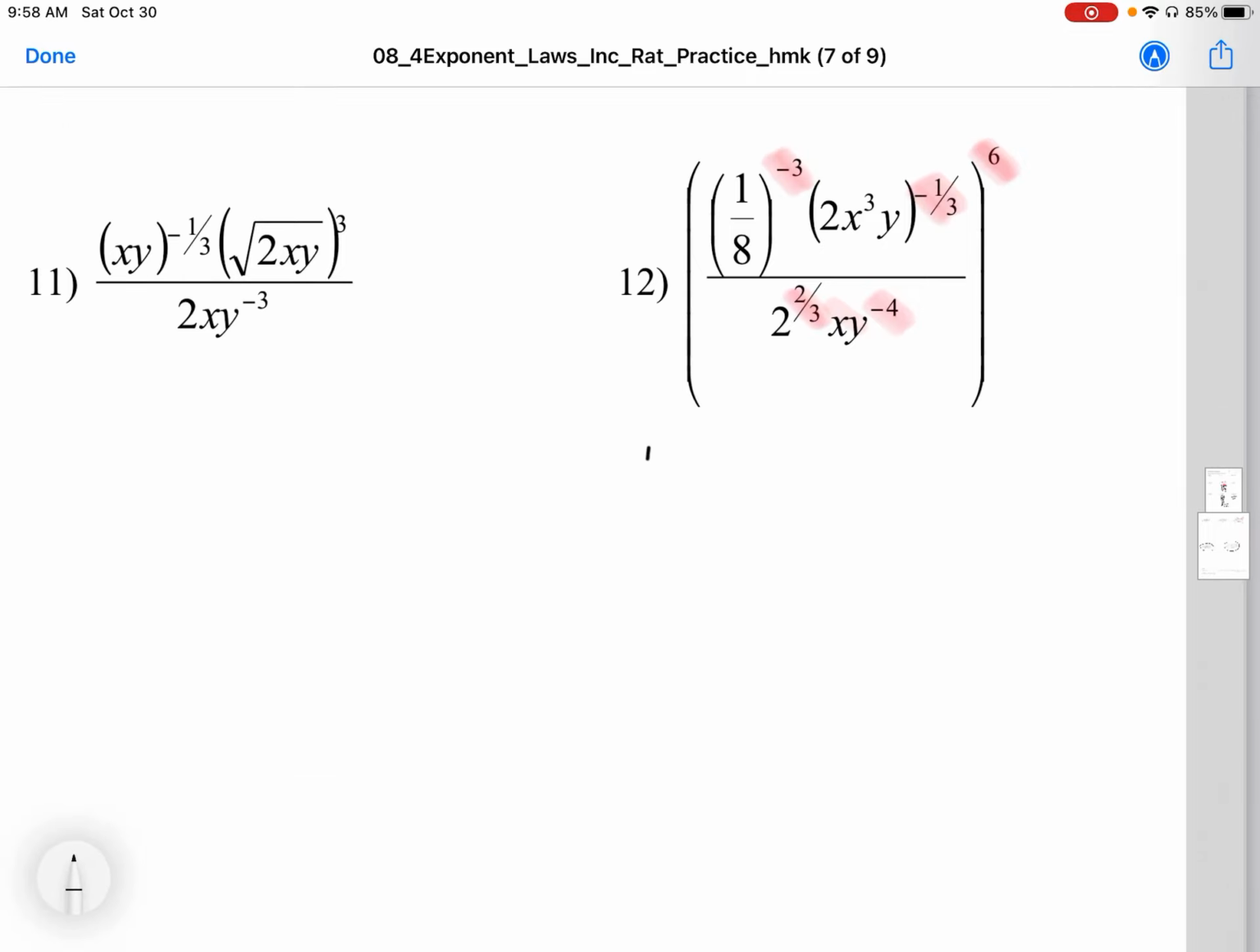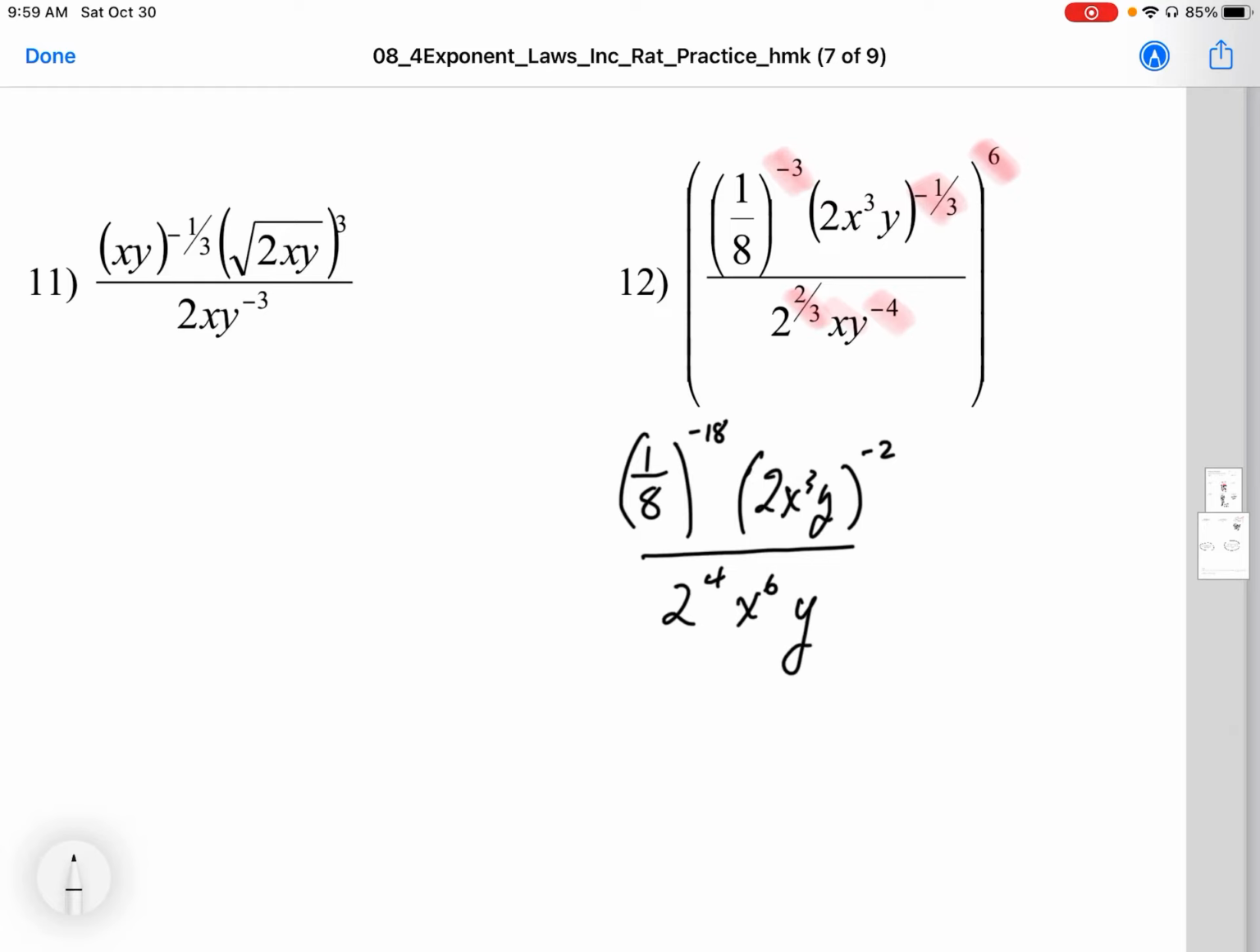So I'm going to end up with 1 over 8 to the negative 18. This becomes 2x cubed y, and since it's in brackets, we can apply the power 6. It becomes negative 1/3 times 6, which is negative 2. The power 2 here, this is going to be 6 to the power 2/3. That's going to end up being power 4. That's going to be x to the power 6, and then y to the negative 24.